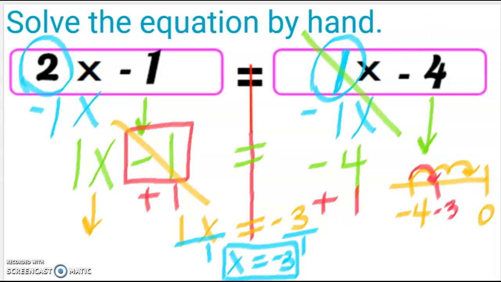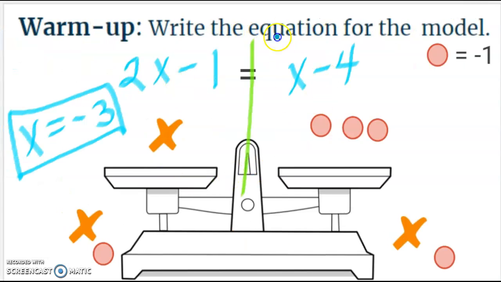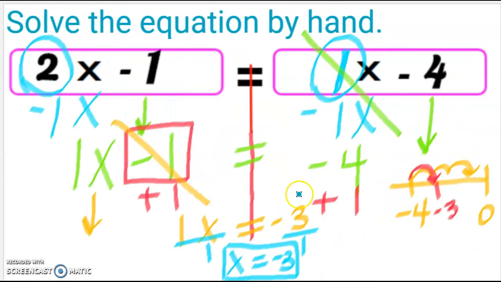Okay, and if you remember, on slide 1, we had the same equation, right? Except we used a model to help us solve, right? So when we did it by hand, you should be getting the same answer, except you don't have a picture this time.